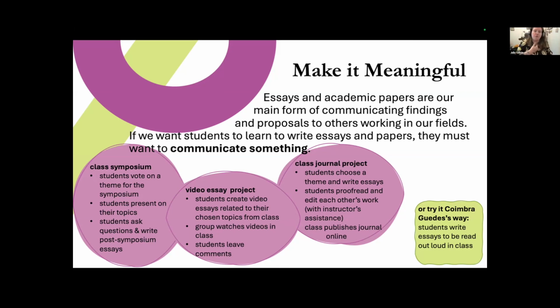So you can do that in the form of a class symposium or a video essay project or a class journal project, collaborative, communicative writing where students try to write for an audience with a purpose, meaning to add something to the conversation, not simply write because they get an A or because they have to write to pass the course, but writing because writing makes us who we are, makes us part of a community.